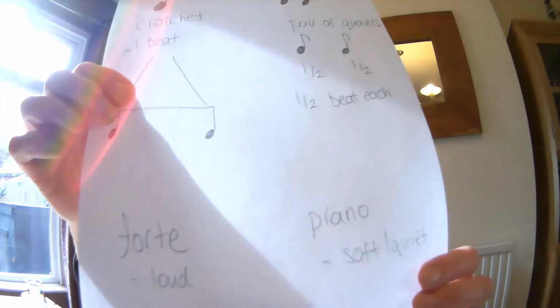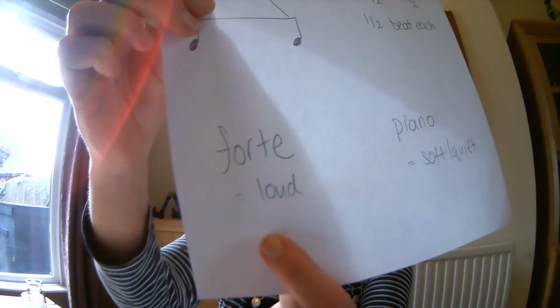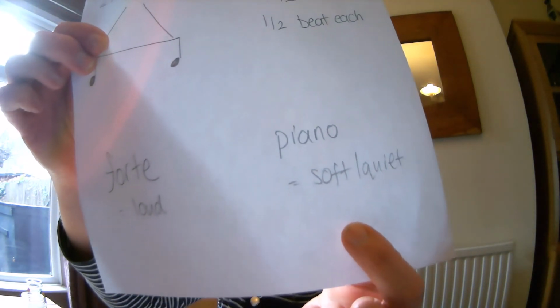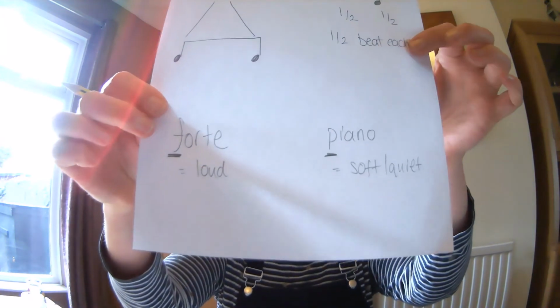I'm just going to write those out for you so you can see what those words are. So forte is loud, and piano, it's spelt like piano, but these are Italian words, so it's pronounced piano. So we can say soft or quiet. So these are the words here. So we've got forte, loud, and piano, soft and quiet. And we use in music the first letter of those words, like that.